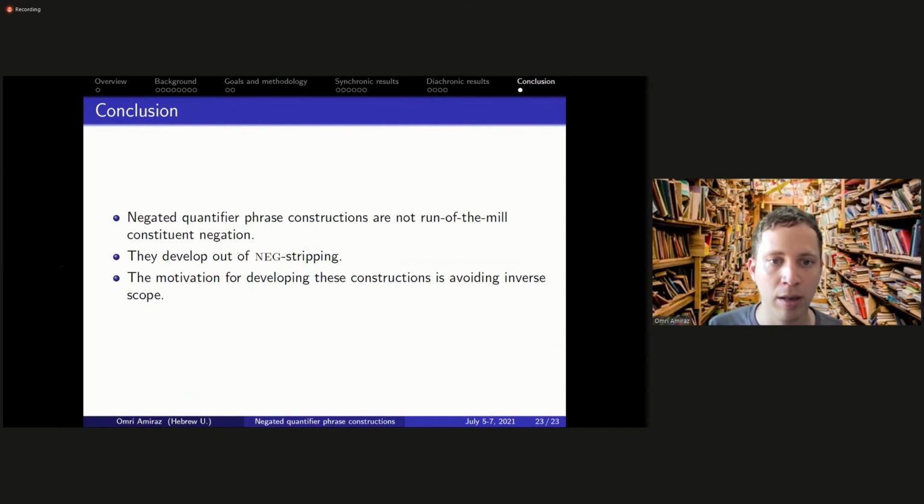To conclude, I argue that negated quantified phrase constructions are not run-of-the-mill standard negation, but constructions in their own right with some special properties, and they developed out of neg stripping constructions. The motivation for developing this construction is avoiding inverse scope, because using standard negation, in most languages, in almost all of them, would require an inverse scope interpretation when the subject is a quantifier. So these constructions are a means of avoiding inverse scope. Thank you.